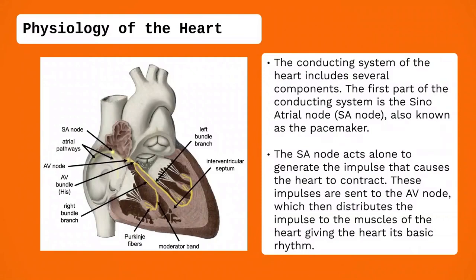So the major conducting system of the heart includes several components. The first part of the conducting system is the sinoatrial node, or SA node, also known as the pacemaker. The SA node acts alone to generate the impulse that causes the heart to contract. These impulses are sent to the AV node, which then distributes the impulse to the muscles of the heart, giving the heart its basic rhythm. So the SA node sends off the initial fire, which then reaches the AV node, and the AV node sends that message down and around the heart, causing the heart to pump.